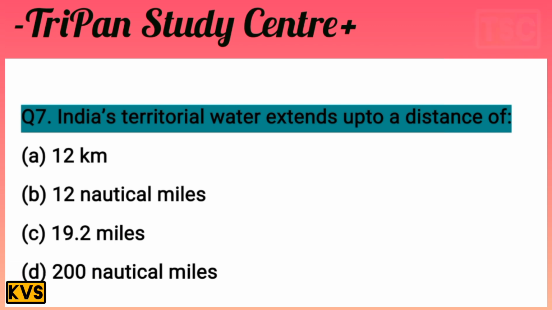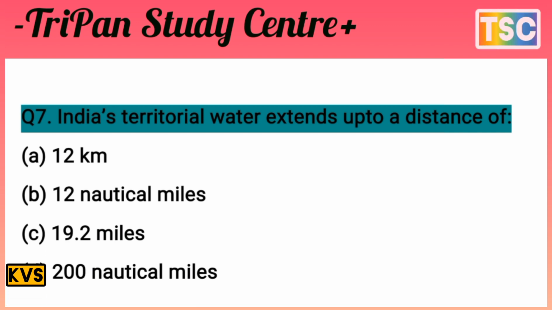The question here: India has territorial water extending up to a distance of. That's an important question. The options here: 12 kilometer, 12 nautical mile, 19.2 miles, 200 nautical miles. That's the important option here.